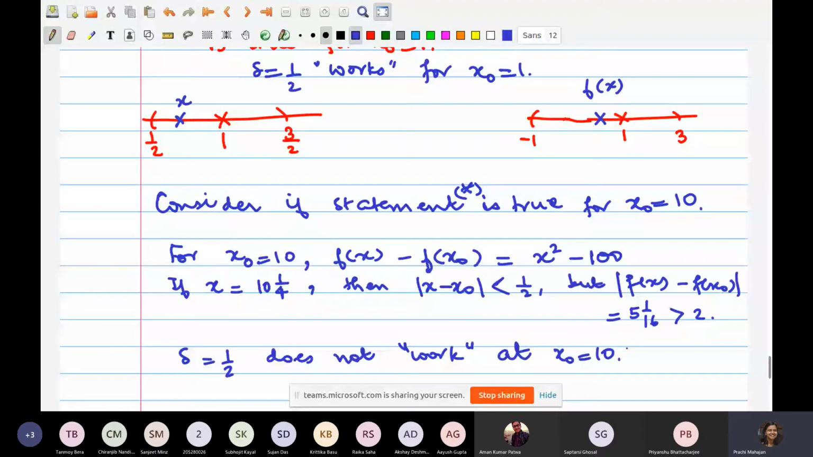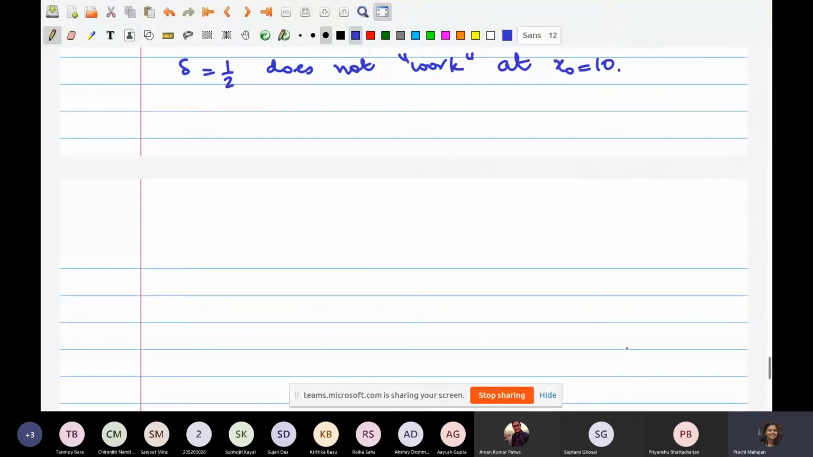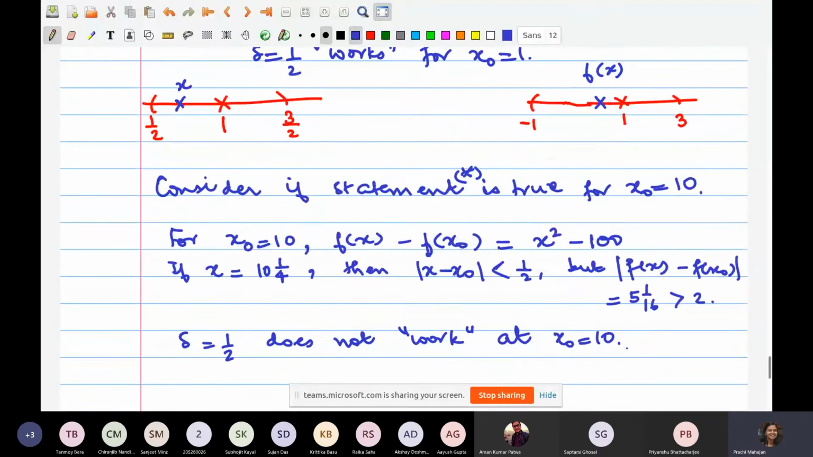Is that okay? Does everybody see what I am trying to say? Yes, ma'am. Okay, excellent. Although the function is continuous, delta equal to 1 by 2 does not work, but there is some other delta that will do the job.